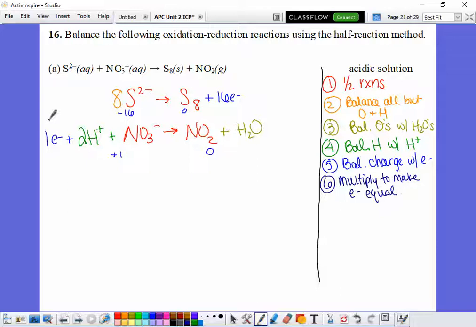We can multiply this second half reaction, the whole thing, by 16, which means every single coefficient in that second half reaction is going to get multiplied by 16. So instead of 1 electron, it's going to be 16. Instead of 2 H pluses, it's going to be 32. And then 16 here, 16 here, 16 here.